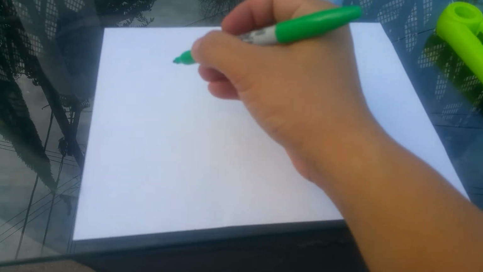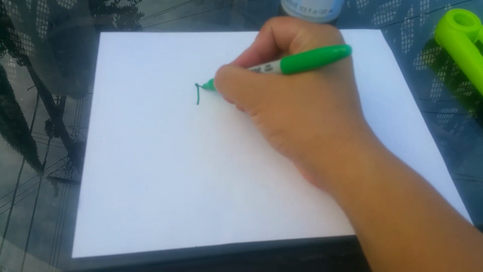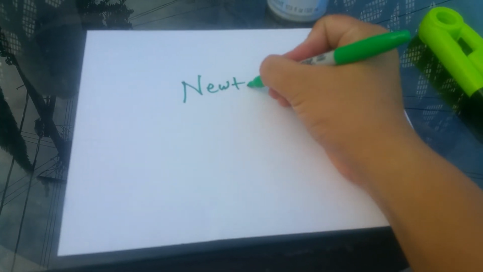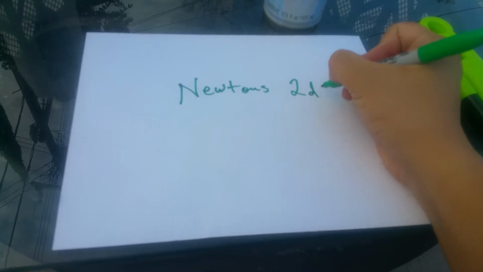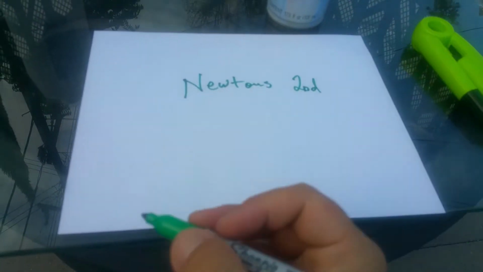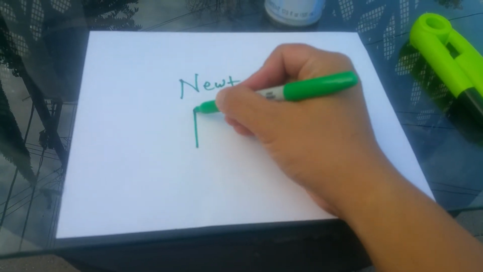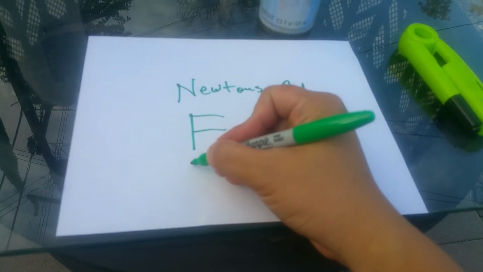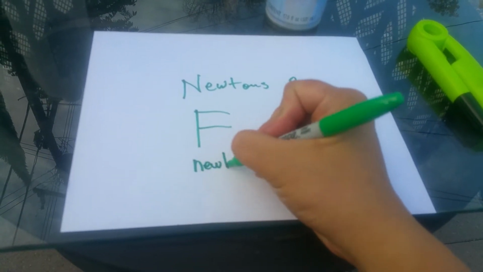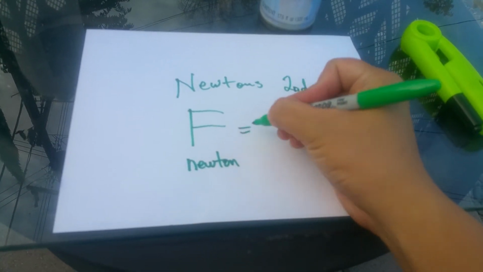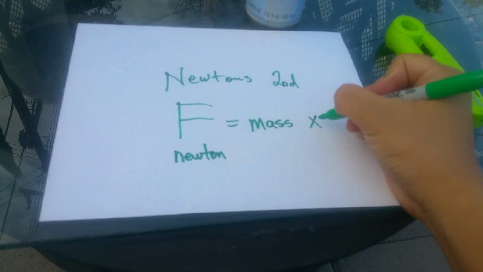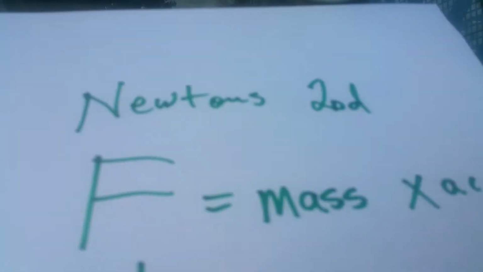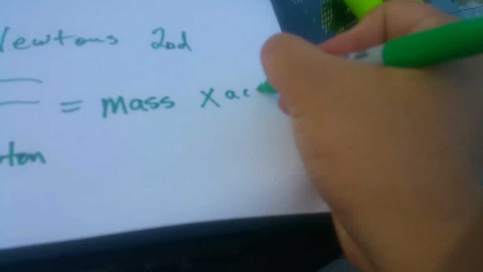Just wanted to cover this week's chapter 4. I guess it's covering Newton's second law. And he has 3 laws, so there isn't too much more than that. Newton's second law states that force, which is measured in newtons, named after Newton, equals mass times acceleration. And we'll just put ACC for acceleration.